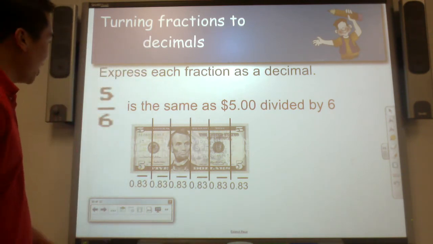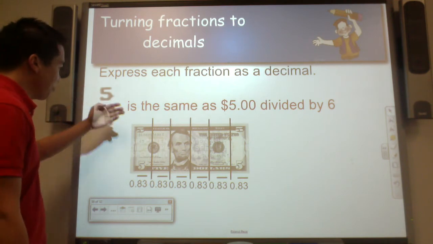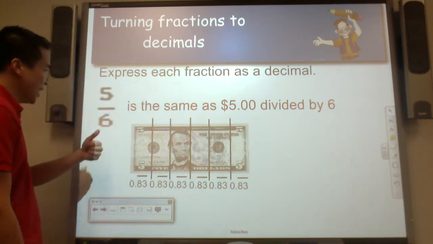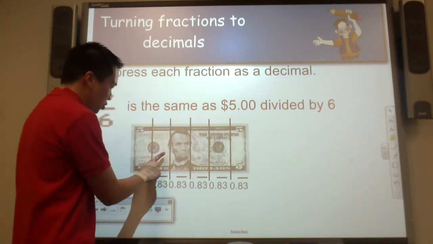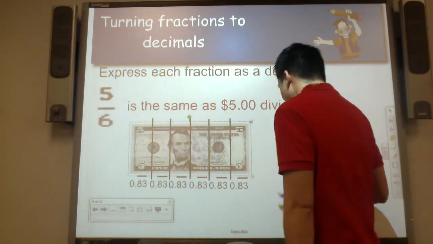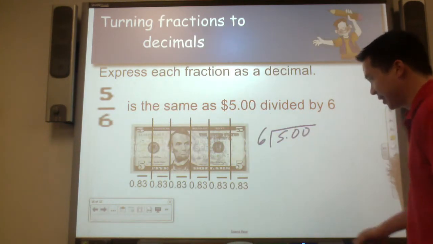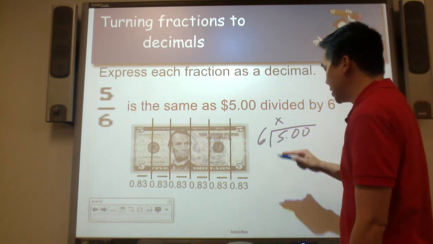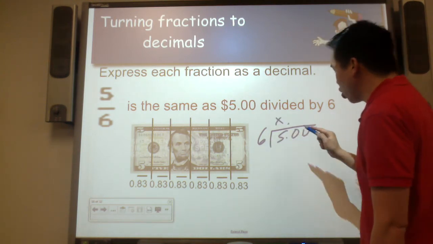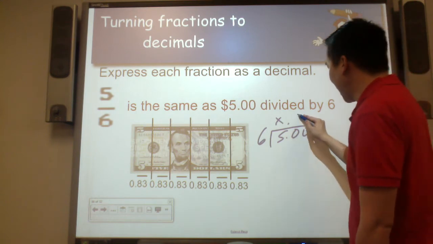So let's do our dividing. You have a $5 bill. You want to divide it into 6 parts. 1, 2, 3, 4, 5, 6. So $5 divided into 6 parts. Can 6 go in 5? No. Can 6 go in 50? 8 times.